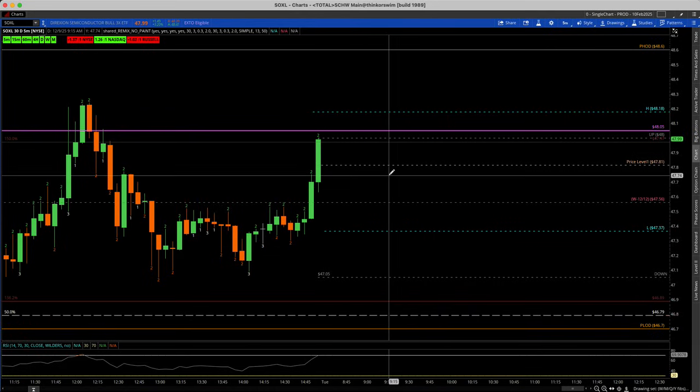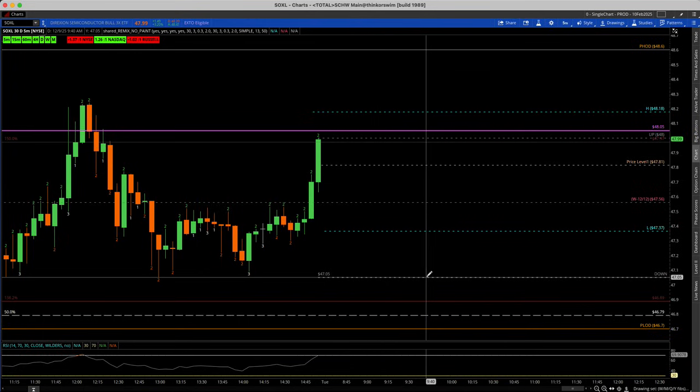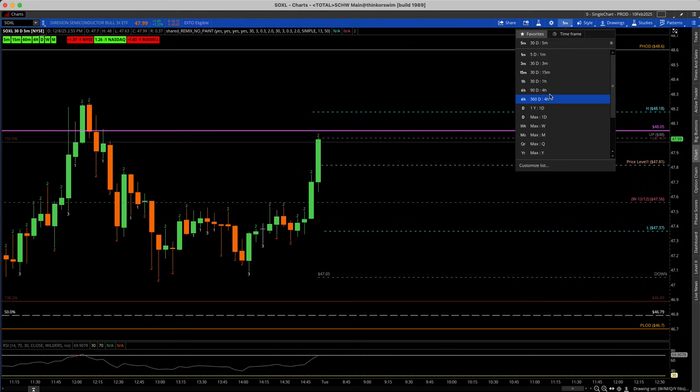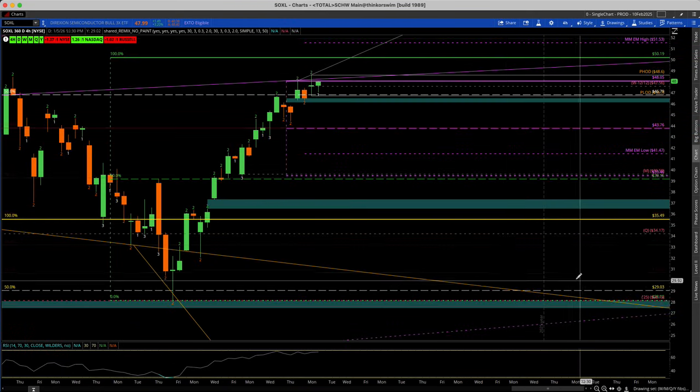But again, that's just the proven strategy. Higher lows at or above opening print, get into calls. Lower highs at or below opening print, get into puts. All right. Let's go to the 4-hour time frame to look at things from that perspective.